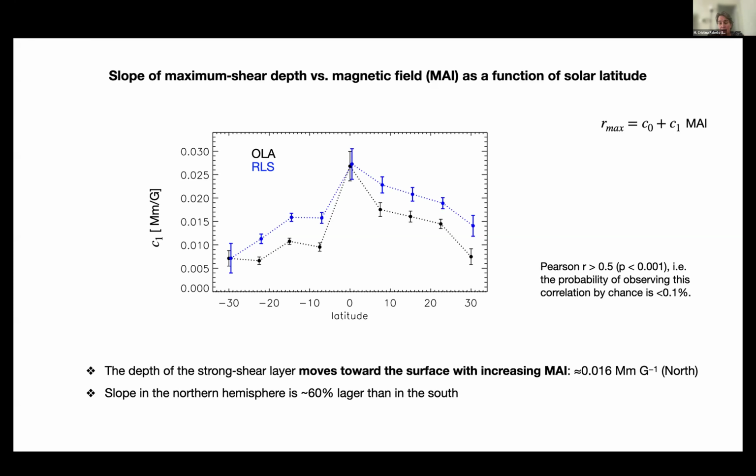It's about 0.016 megameters per Gauss in the north. But in the south, you can see it's considerably smaller. Also, I would like to mention that the correlation probability is very high for all these points. I don't have at the moment an explanation for the difference between the north and south. I'm trying to find out if it depends on the phase of the solar cycle. But right now I don't know why I have this seemingly clear difference between north and south.